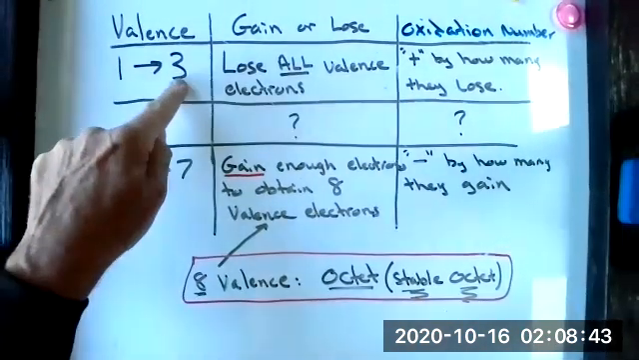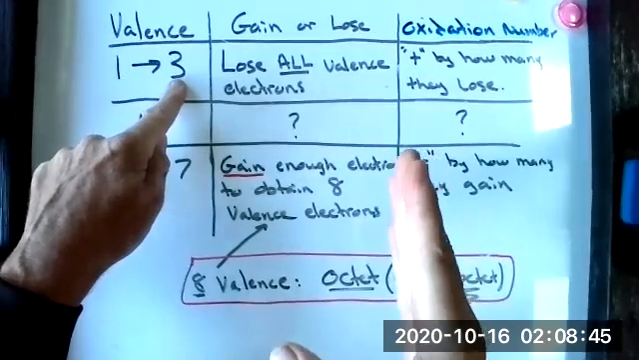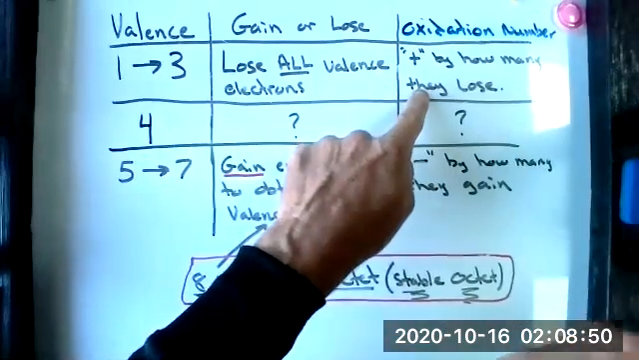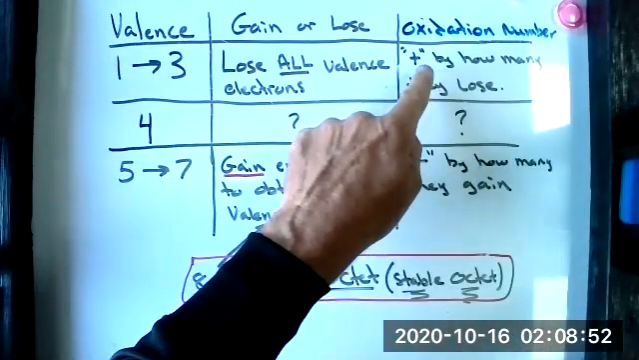If I got a valence of 3, no question, easy, lose them all. He'll lose 3. If you lose 3, his side effect is having an oxidation number of plus 3.